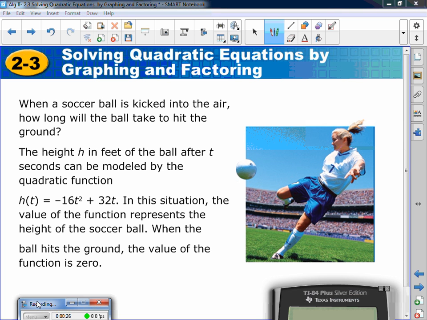If you kick a soccer ball in the air, eventually it's going to hit the ground. The height in feet, which we call h, of the ball after t seconds can be modeled by h of t equals negative 16t squared plus 32t. In this situation, the value of the function represents the height of the soccer ball. When the ball hits the ground, the value of the function is 0.